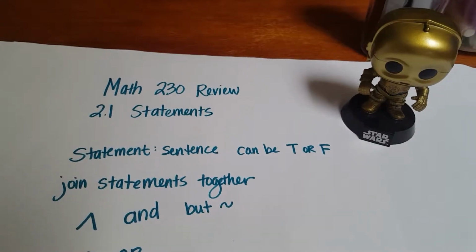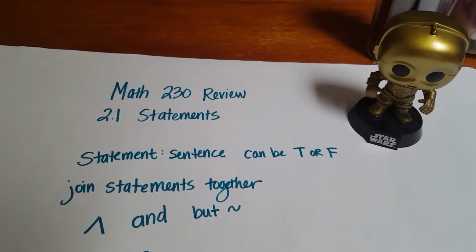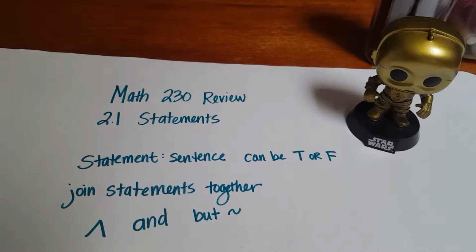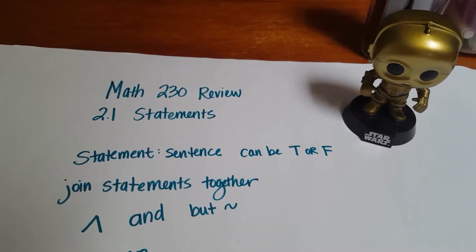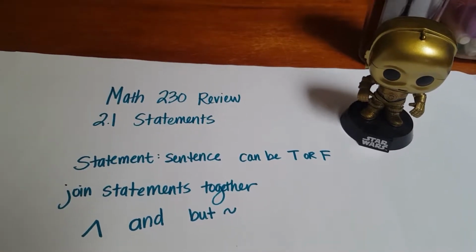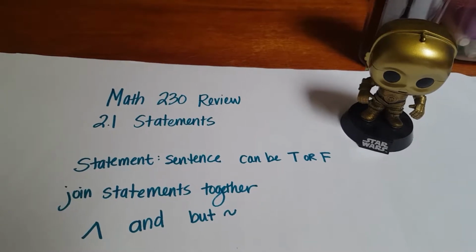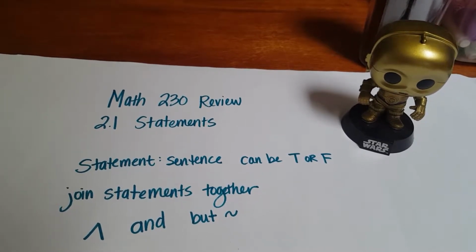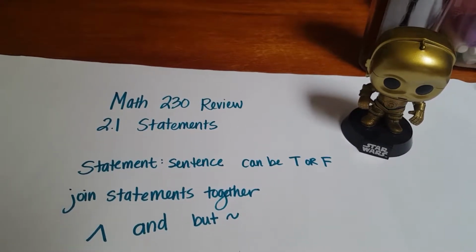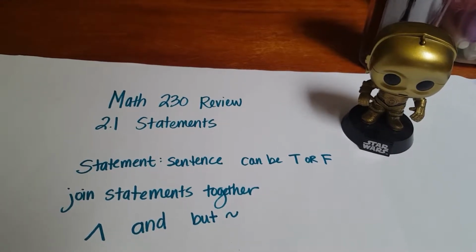Here we go with my next video, which is reviewing section 2.1 of our Math 230 book on statements. A statement is basically a sentence. It can be true or false, and it's the rest of chapter 2 where we actually do truth values and truth tables. Right now, we just want to join statements together.